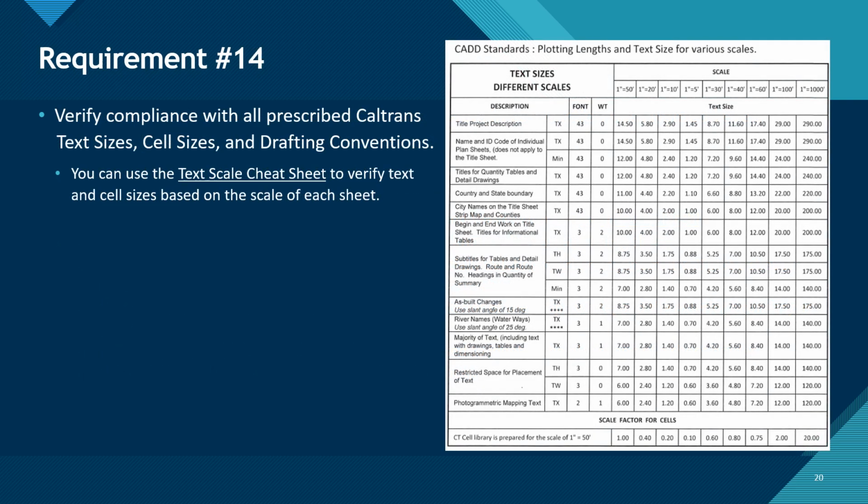Requirement number 15 is for all PEs and oversight engineers, which states you need to verify compliance with all prescribed Caltrans text sizes, cell sizes, and drafting conventions within your specific scale plan sheets. Say, for example, you're using the standard 1 inch equals 50 foot border sheet. You need to make sure that the majority of text is sized at 7.0 and that your title project description text is set to 14.5. You can use the text scale cheat sheet to help you figure out the text based on plan scale and which type of text it is or cell it is.